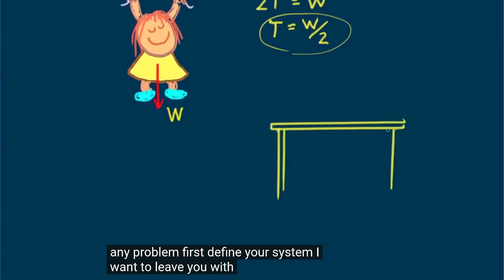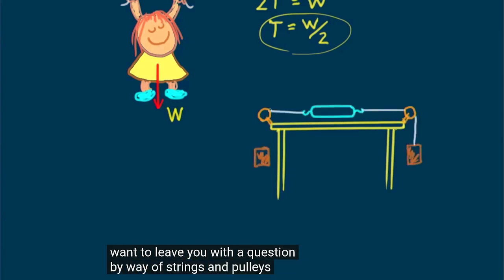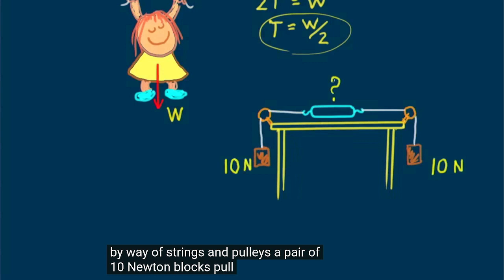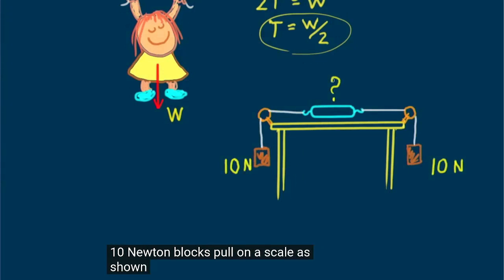I want to leave you with a question. By way of strings and pulleys, a pair of 10 Newton blocks pull on a scale as shown. What's the reading on the scale?